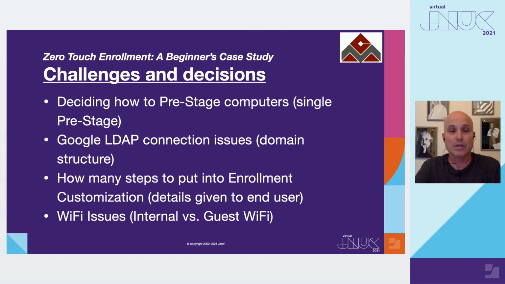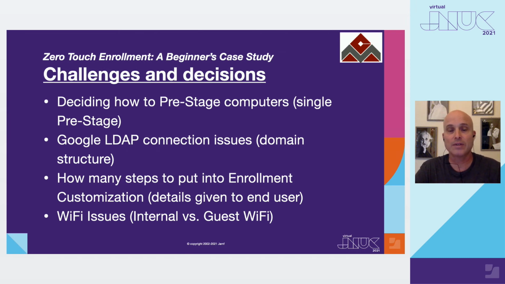We had the Google LDAP connection issues due to our domain structure that I mentioned earlier, and I did a lot of research using links off of that link that will be in the handouts. We eventually found the right settings to work through that. We had to decide how many steps to put into that enrollment customization, how much detail to give to the end user. We tried out a lot of things. We had a lot of steps, and we eventually brought that down to just what we felt was the bare minimum. And then our last issue that I didn't really discuss was Wi-Fi issues.